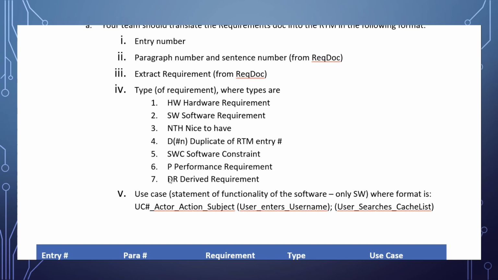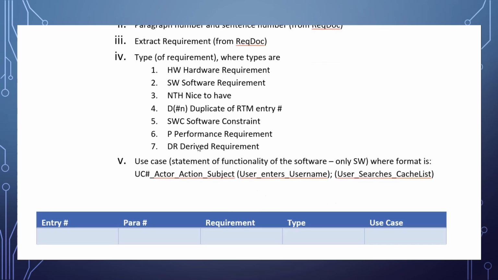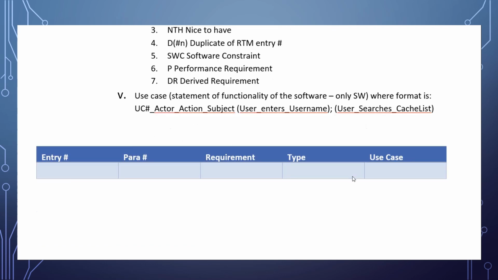A derived requirement is a requirement that you know you're going to need, but it didn't necessarily come from the requirements document. You just know you need it to make this work. Okay, and then finally we have use cases, and use cases are where things change a little bit for us. Okay, so I'm going to give a bit of an example here.